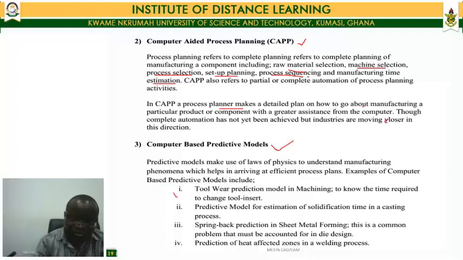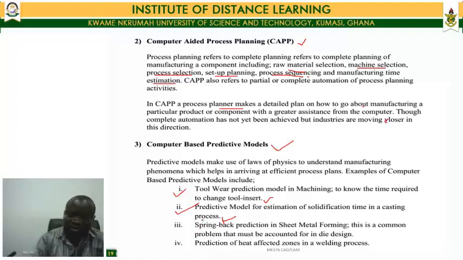For instance, we have a computer-based predictive model which is called tool-wear prediction in machining. It's basically helping you to know the time required to change a tool insert. So if you can simulate to actually know the time required to change the tool insert, then it greatly assists in the manufacturing process planning. Then you can have a predictive model for estimation of solidification time in a casting process. So you can have a predictive model that can tell you how long a particular casting will take to solidify, which is very important.